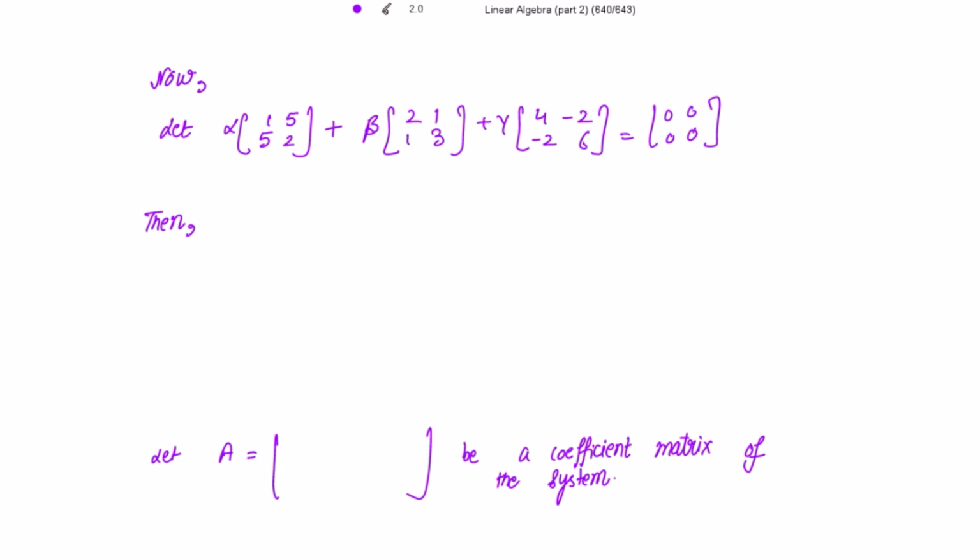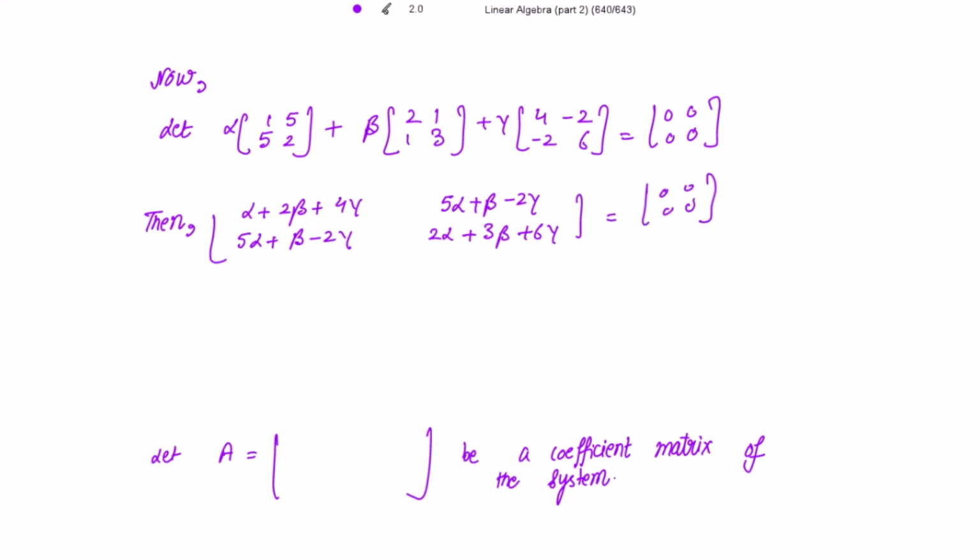Then just multiply alpha, beta, gamma with the matrices and add the elements. You will get alpha plus 2 beta plus 4 gamma, and the second element is 5 alpha plus beta minus 2 gamma, and then 5 alpha plus beta minus 2 gamma, and then 2 alpha plus 3 beta plus 6 gamma. So this is equal to the 0 matrix. Equating the respective elements, we get alpha plus 2 beta plus 4 gamma equal to 0, 5 alpha plus beta minus 2 gamma equal to 0, 2 alpha plus 3 beta plus 6 gamma equal to 0. This one is already equal.